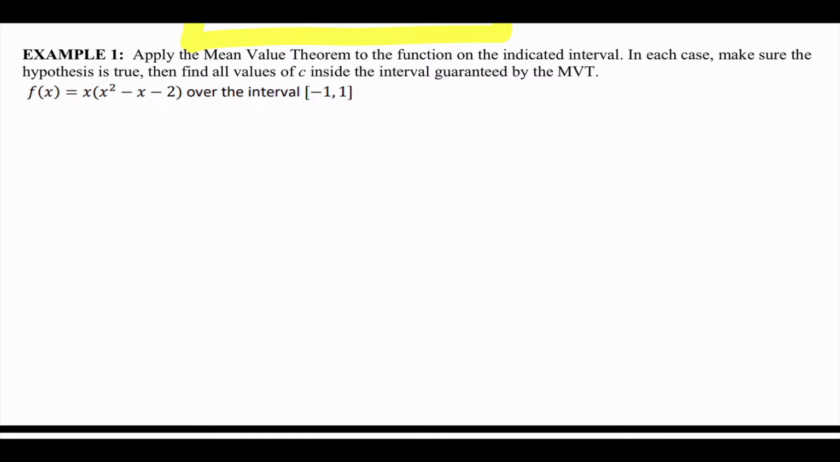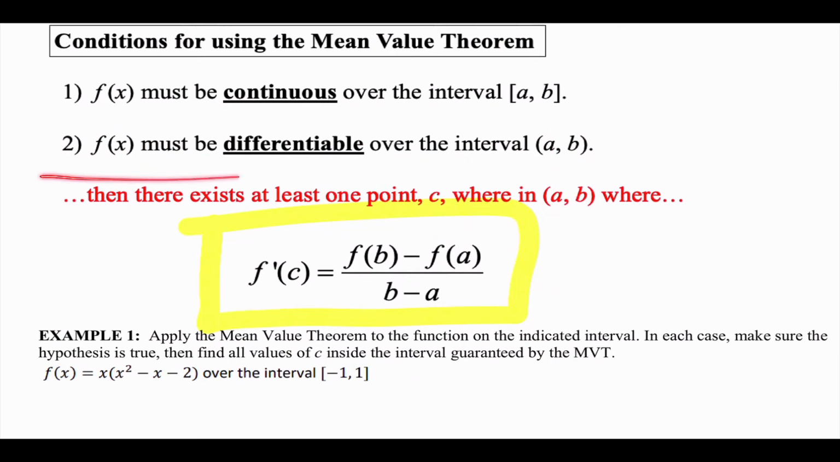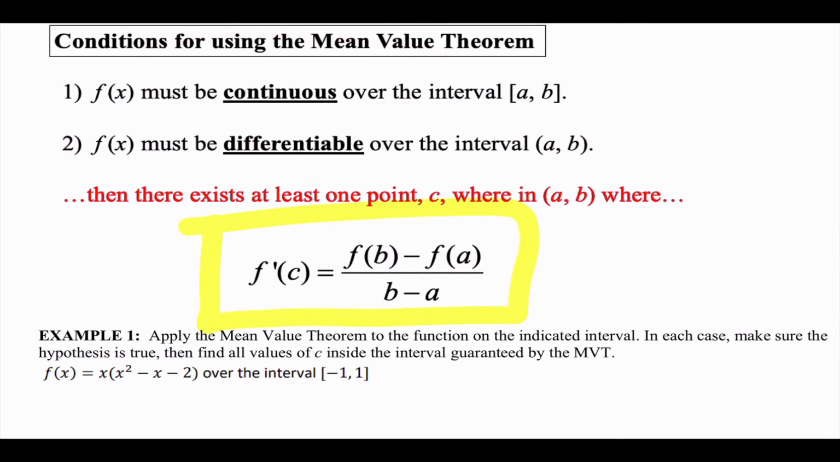Apply the mean value theorem to the function in the indicated interval. In each case, make sure the hypothesis is true. Then find all values of C inside the interval guaranteed by the mean value theorem. So anytime you see MVT, mean value theorem, this is what you're going to do. Okay? So the first thing we have to do is make sure the hypothesis is true. Make sure both of these guys are true. That's the first thing we have to do.